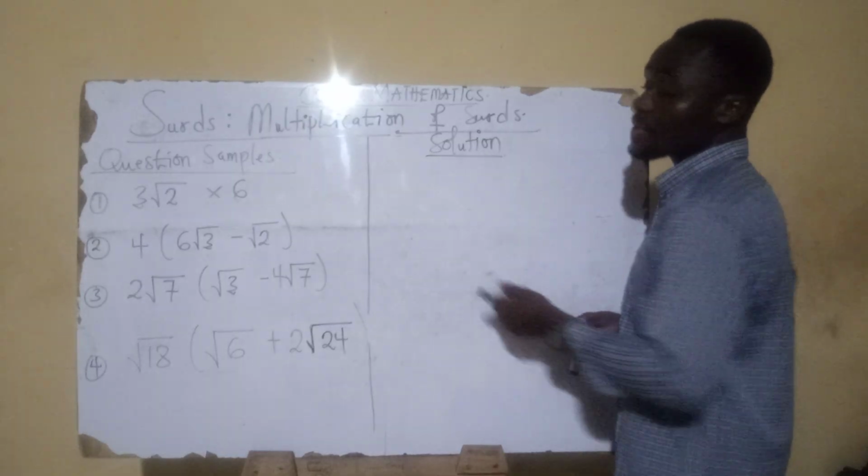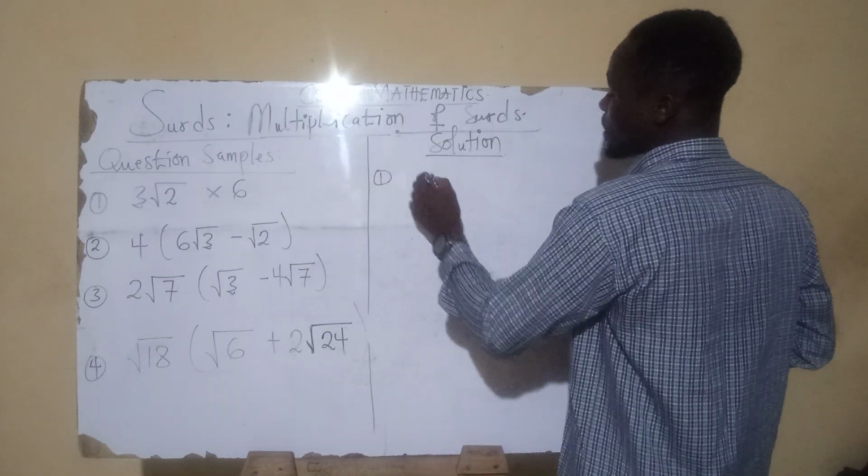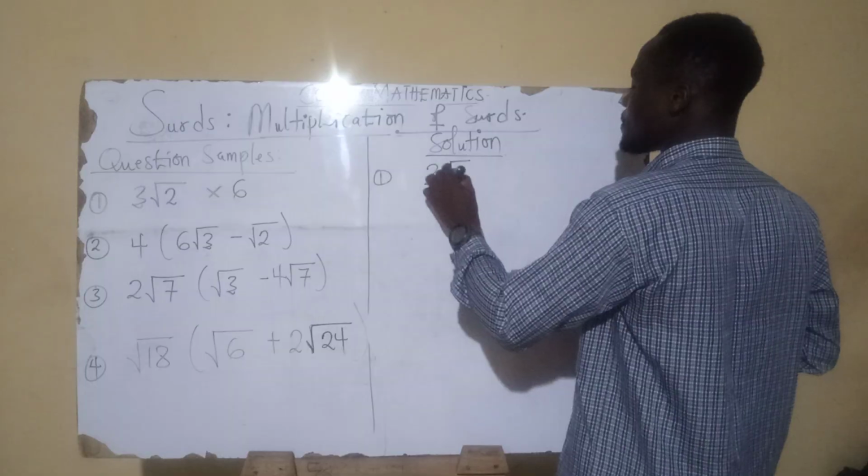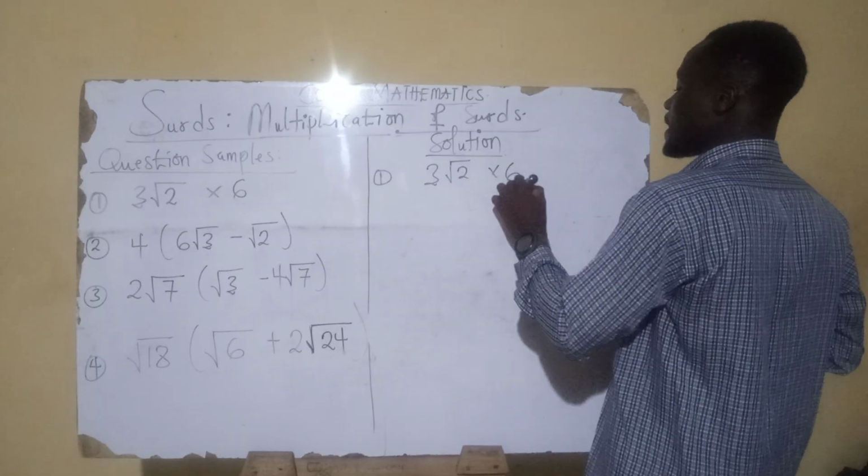Then after, we proceed with life. So question number 1, I have 3 root of 2 multiplying 6.